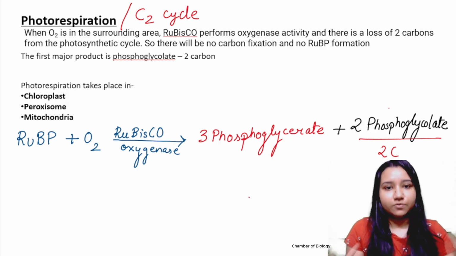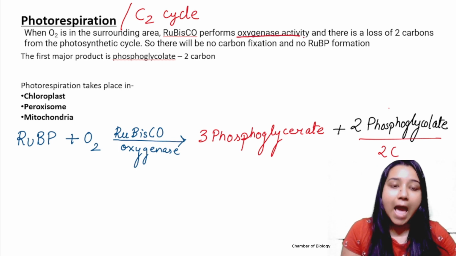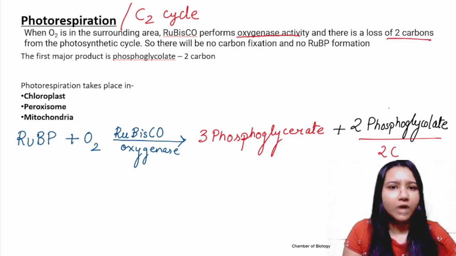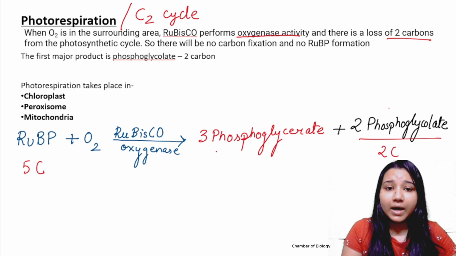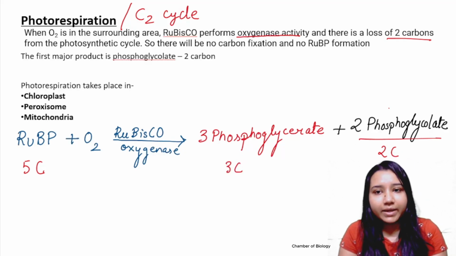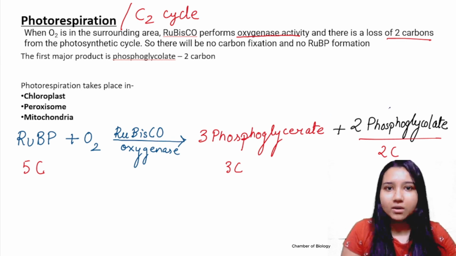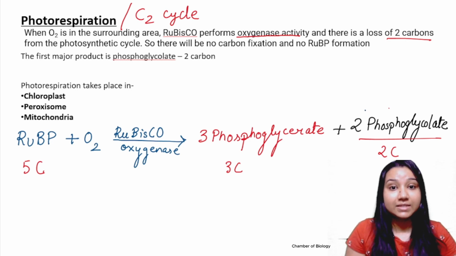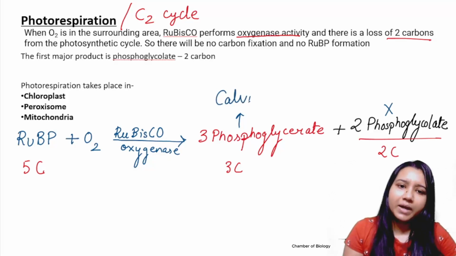So the C2 cycle forms when Rubisco is performing oxygenase activity, and here we will see loss of 2 carbon. Why so? Because RuBP, which is a 5-carbon compound, is going to form a 3-carbon compound, right, and a 2-carbon compound. But the 2-carbon compound, that is 2-phosphoglycolate, is not going to be useful, or we can say there is a loss, because it cannot participate in the Calvin cycle. Rather, 3-PGA can participate.